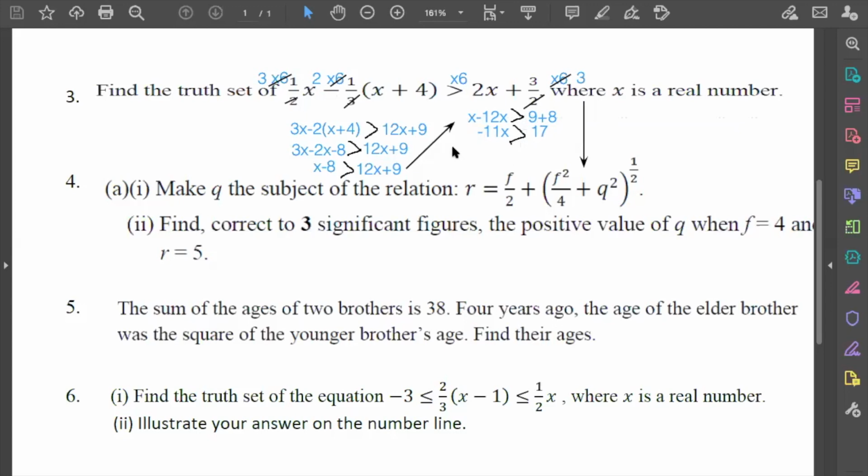Now, just as I explained earlier, how do you make x stand alone? It is already multiplying. So if it is multiplying, what do you have to do? You divide both sides by negative 11. Good. So here, I divide both sides. So we divide here and divide here by negative 11. So I have here negative 11, and I also have here negative 11.